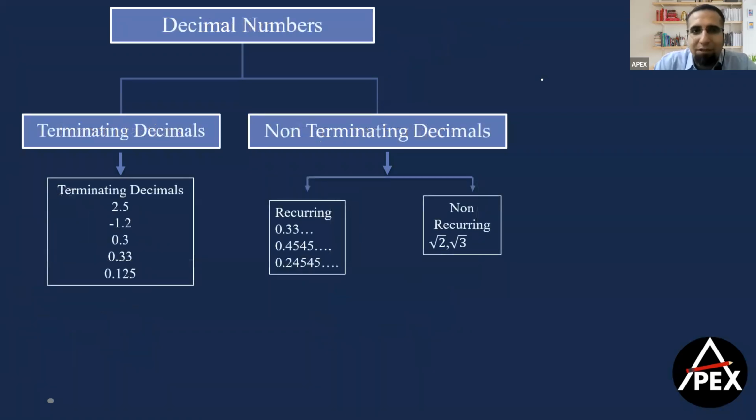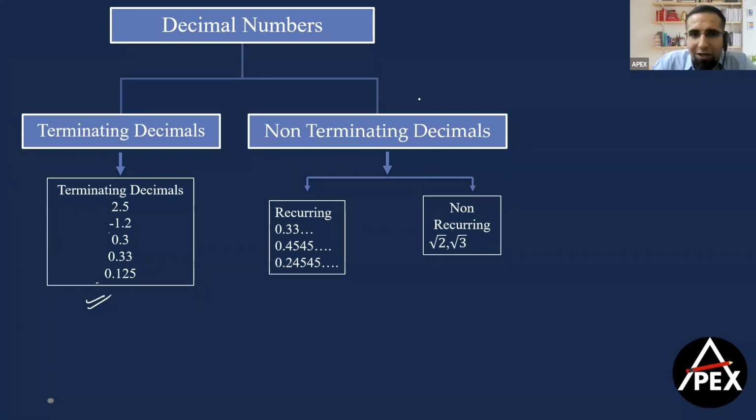Now, let's go to decimal numbers. What are decimal numbers? Decimal numbers are of two types. One is terminating decimal. Terminating decimals are decimals which end, like 2.5, and we end there. Minus 1.2, we end there. 0.3, we end there. 0.33, 0.125, and so on. All these are called terminating decimals.